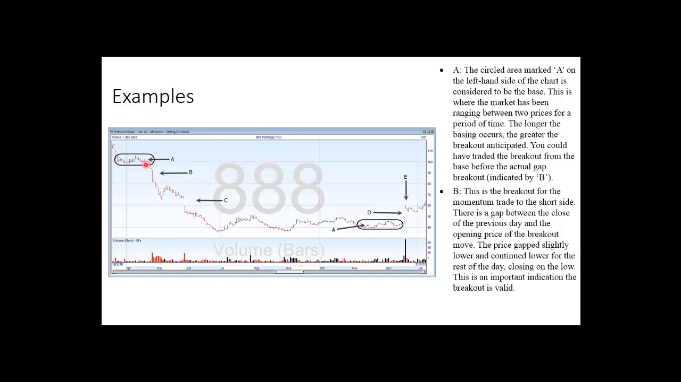This is the breakout, point B, for the momentum trade to the short side. There is a gap between the close of the previous day and the opening price of the breakout move. The price gapped slightly lower and continued lower for the rest of the day, closing on the low. This is an important indication the breakout is valid. When there's a gap and it closes near the low for the day, it suggests, wow, this is a real breakout. Same analysis as before.